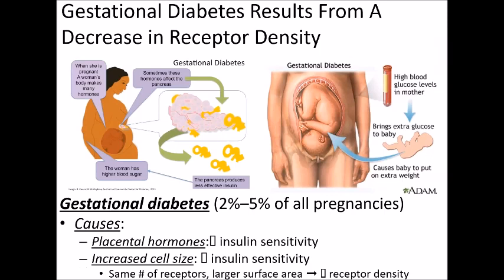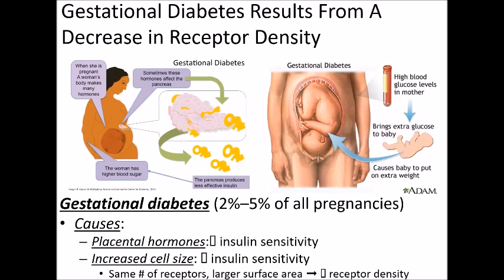So, gestational diabetes, a little more detail on it because that's what we use the glucose tolerance test for primarily in a clinical setting. What happens is when a woman is pregnant, her body makes excessive hormones, and these hormones affect the pancreas, and the pancreas produces less insulin, and the lower insulin allows mom to have a higher blood sugar. This occurs in about 2 to 5%. I've seen as high as 12% on different studies for gestational diabetes. So, it's a relatively small number of women that have gestational diabetes.